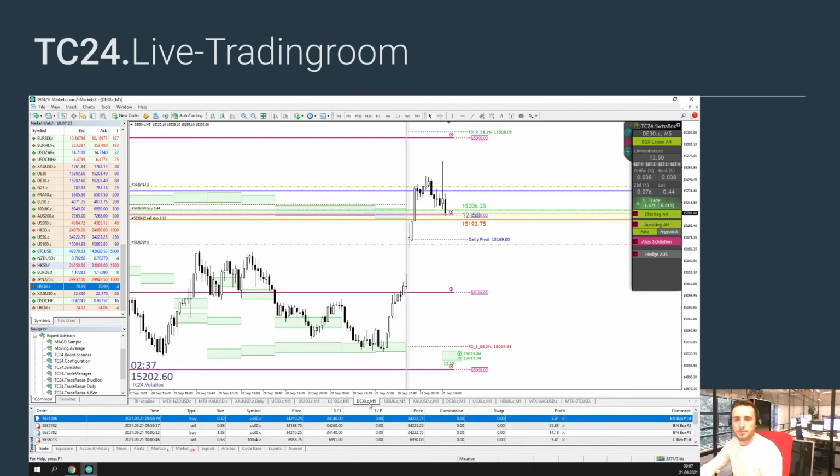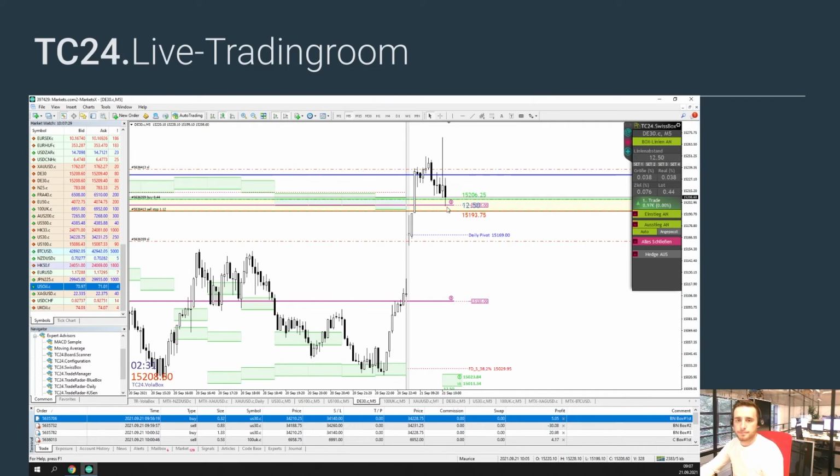And as we can see, we finally get an entrance into our DAX big number here at the 15,200 mark. So first trade is triggered currently into a long position, as we can see there from the blue line.